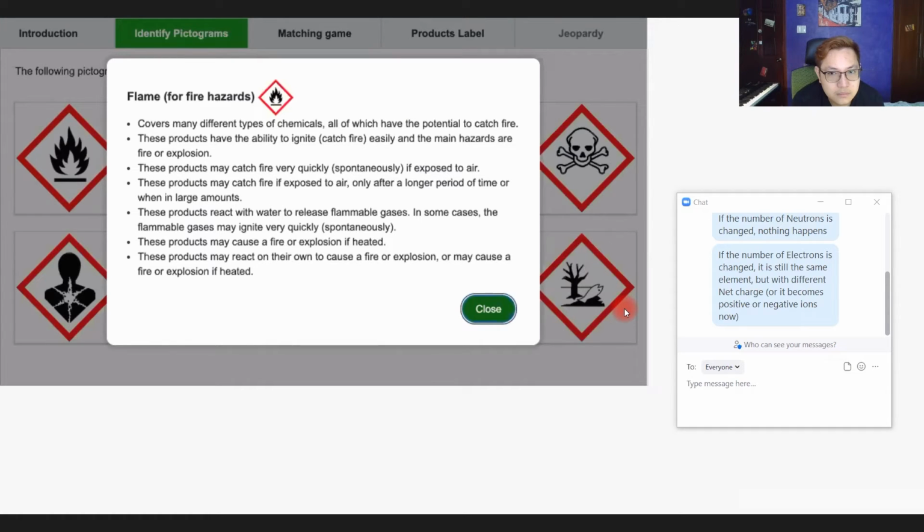These products may catch fire if exposed to air only after a long period of time or when in large amounts. These products react with water to release flammable gases. In some cases, the flammable gas may ignite very quickly. These products may cause a fire or explosion if heated. These products may react on their own to cause a fire or explosion, or may cause a fire or explosion if heated.